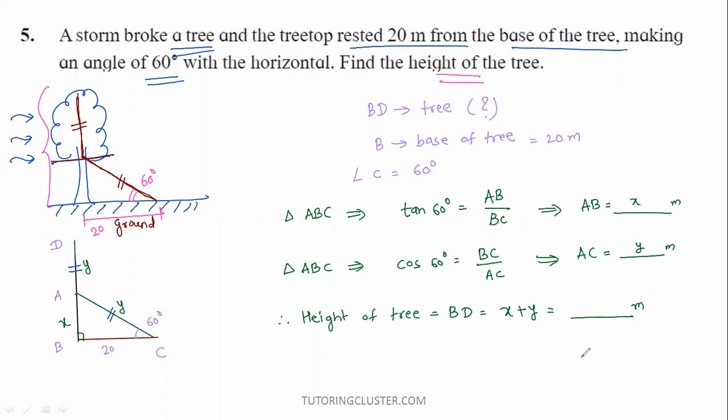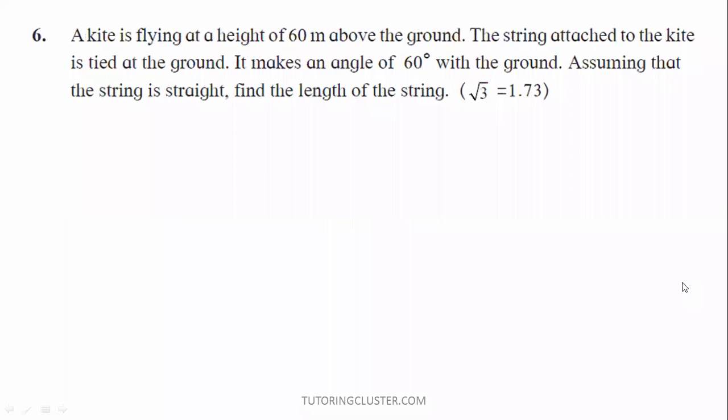Now, let us see the next example. Example number 6. A kite is flying at a height of 60 meter above the ground. The string attached to the kite is tied at the ground. It makes an angle of 60 degree with the ground. Assuming the string is straight, find the length of the string. You have to find out the length of the string.